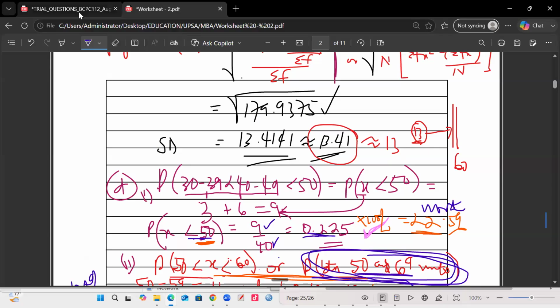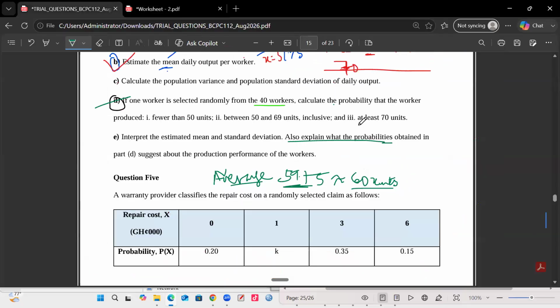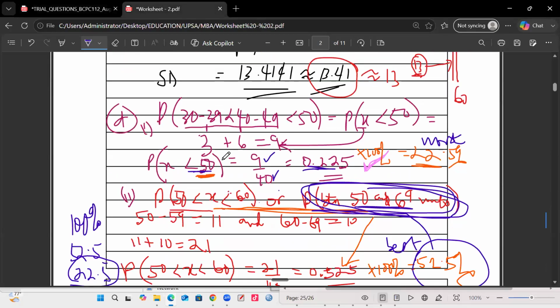Then I'm not done. Now I said we should explain the probabilities. Then we'll say that all the three. Now I'm coming to the probabilities. The probabilities obtained in part D suggest that the production performance of the workers is normally distributed. That is, all of them combined is normally distributed. Now I'll speak on them individually.